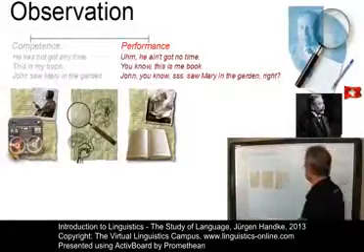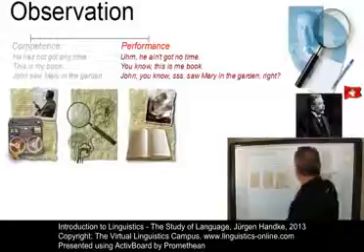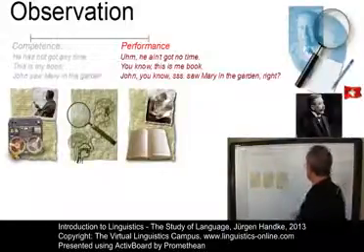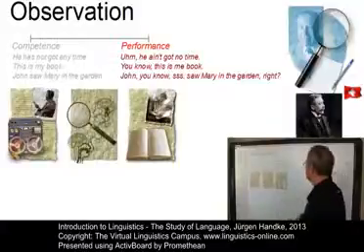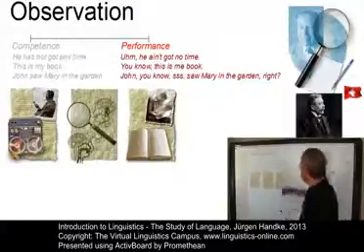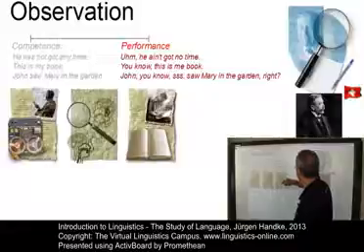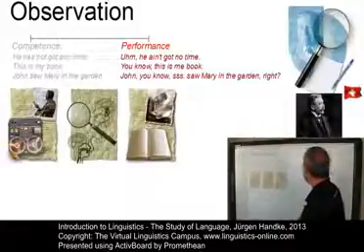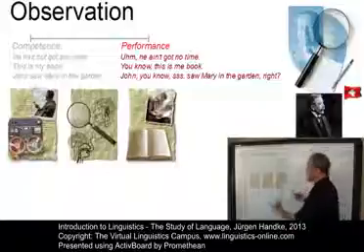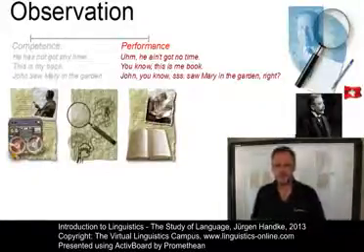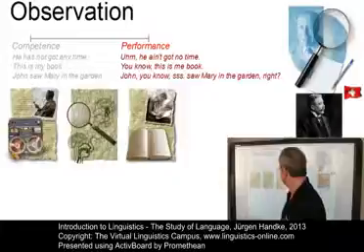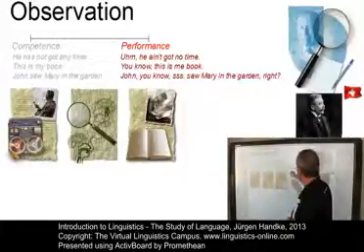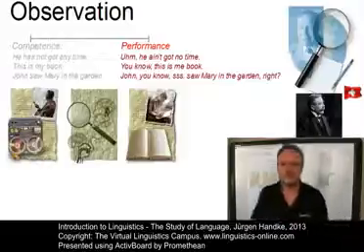Here are 3 examples. He ain't got no time. You know, this is me book. John, you know, saw Mary in the garden, right? And they contain hesitations, they contain discourse elements such as you know or right. They contain strange dialectal features such as this is me book versus this is my book. They contain false starts such as saw, and so on and so forth.